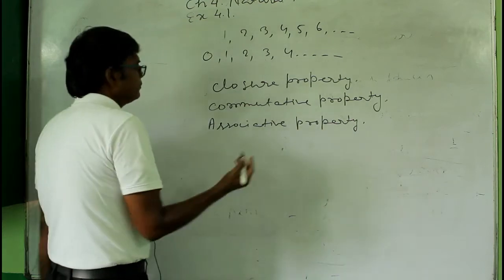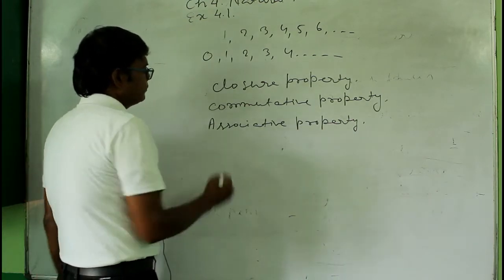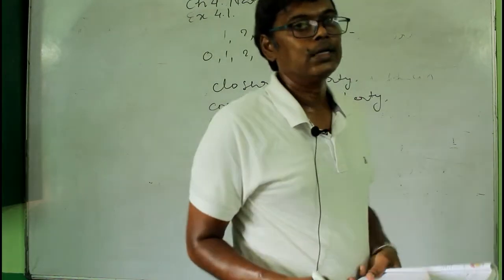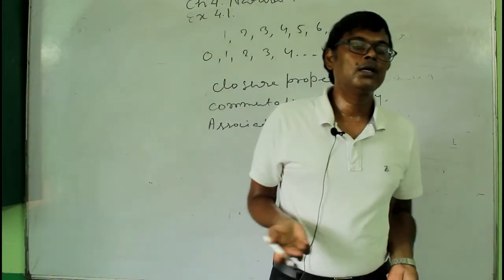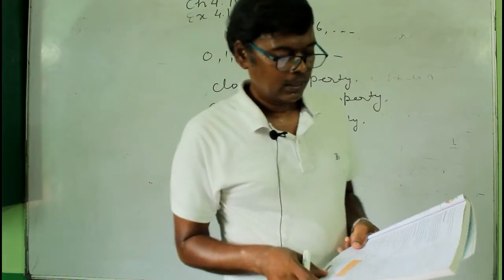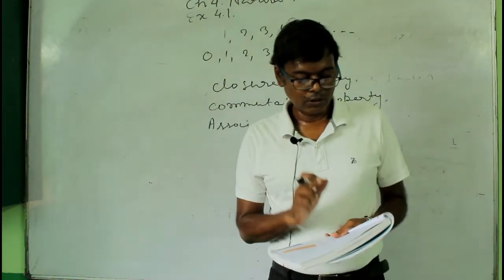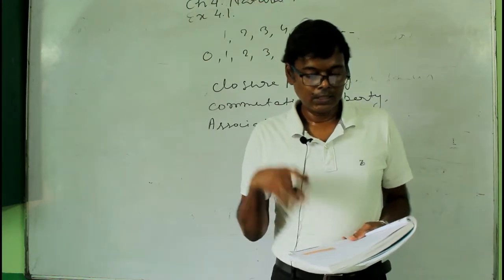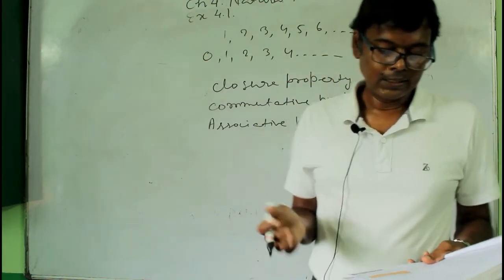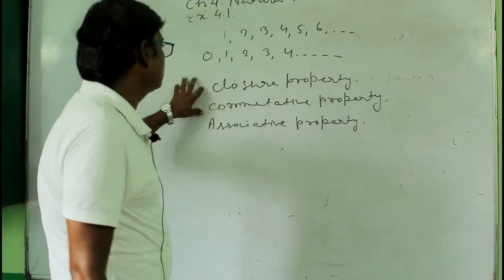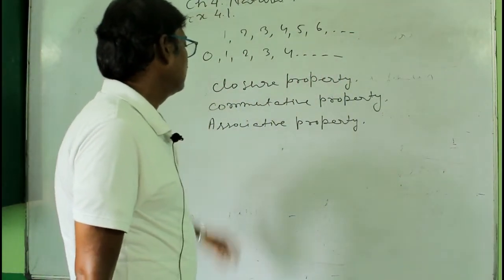associative property is there. Then you have the identity property, that is the multiplicative identity, then additive identity, etc. And the property of zero. Okay, so these are the properties: the closure property, commutative property, associative property, then identity element. Okay, so these are the common properties actually: the closure property, the commutative property, and associative property.